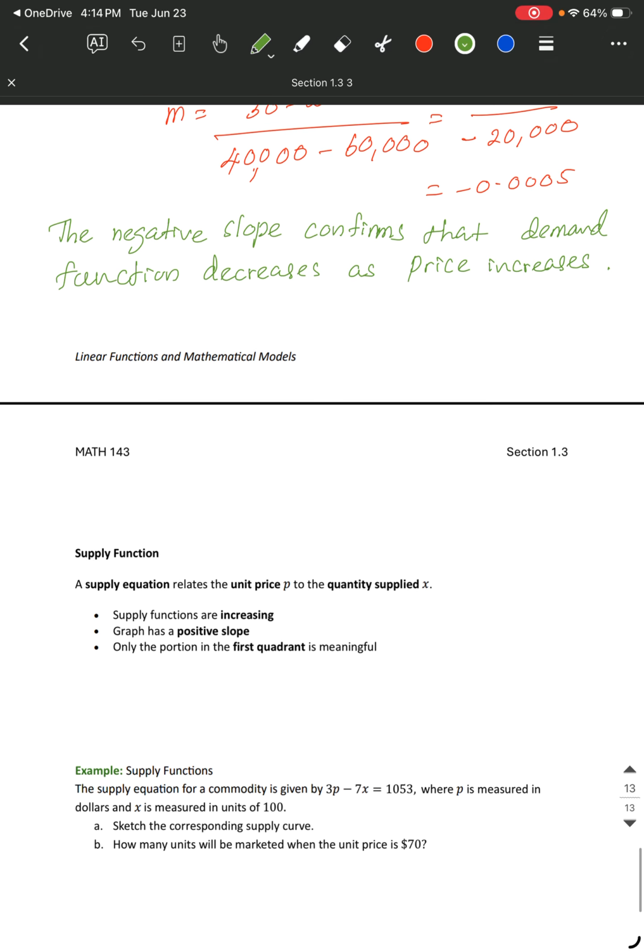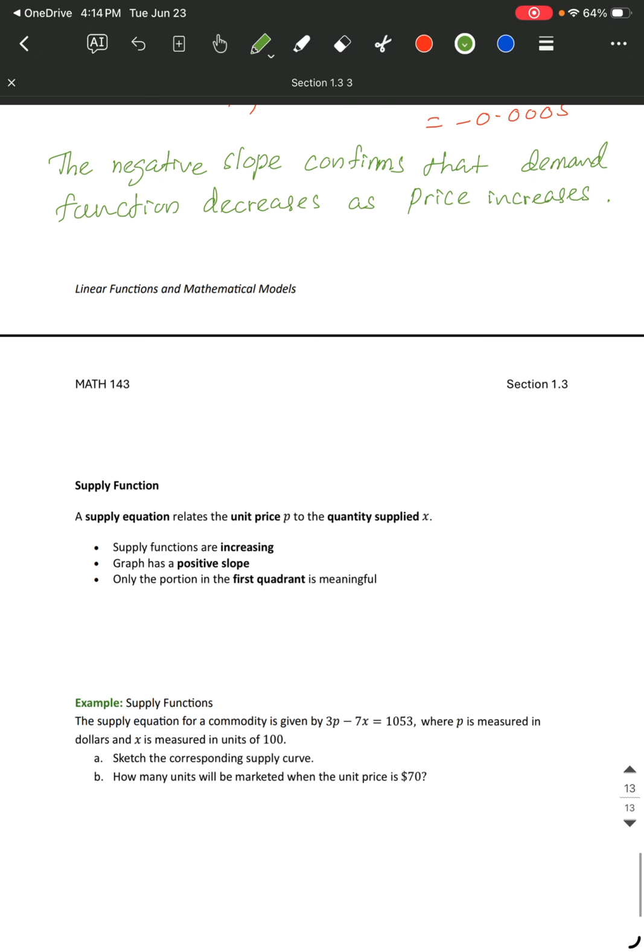Okay, then next consider the supply function. A supply function relates the price to quantity supplied. Unlike the demand function, the supply curve generally increases because as prices rise, producers are willing to supply more products into the market. Therefore, supply functions usually have positive slopes.